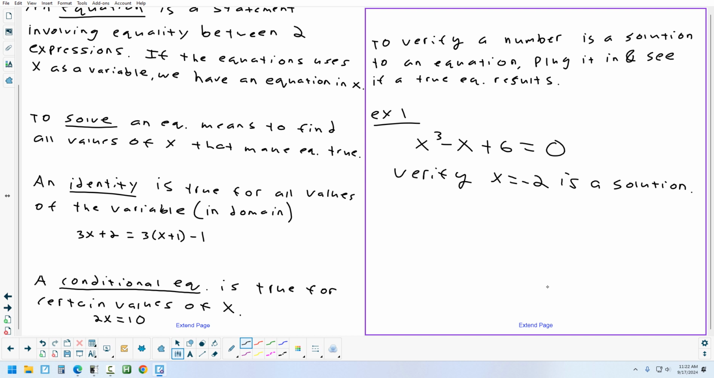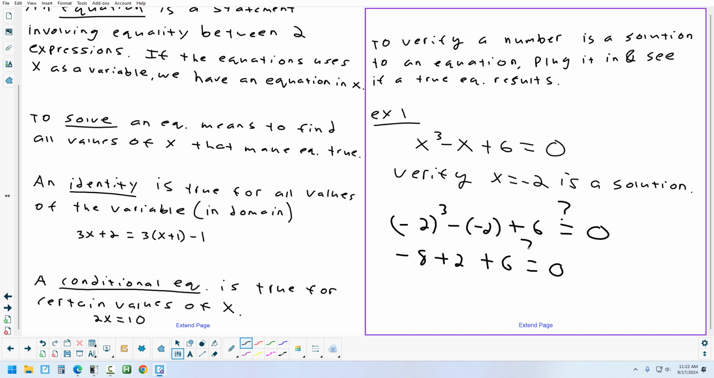So Stephen, how do I check that -2 is a solution? Plug it into x. Yeah, which x? Both of them. Both of them, yep. Plug it back in for x. And I'm going to put a question mark there because that's what we don't know. We're trying to see, if I plug in -2, do I get 0? Let's check. Asher, what's -2 cubed? So we get -8 minus -2 becomes +2. And Jaden, what's -8 plus 2? -6. And then +6? 0.